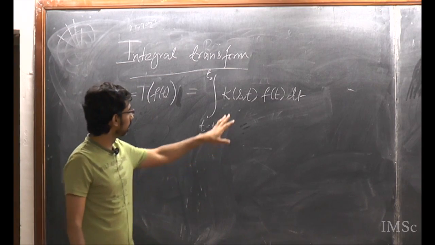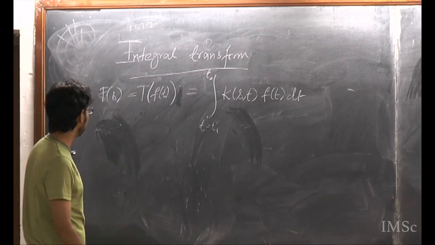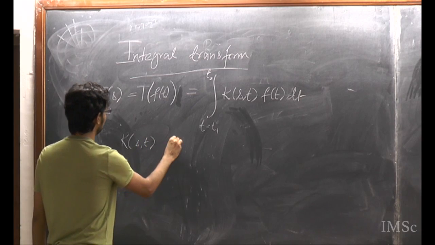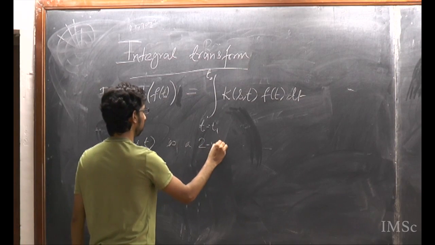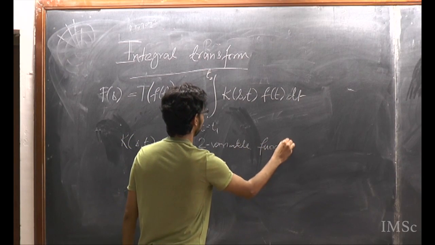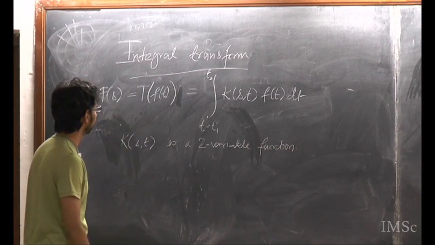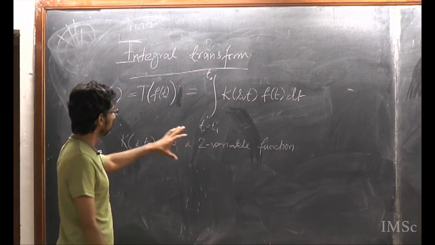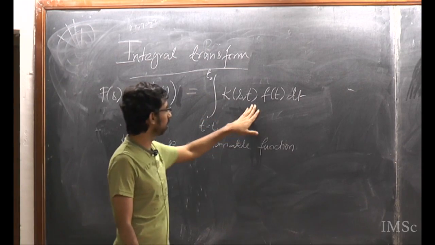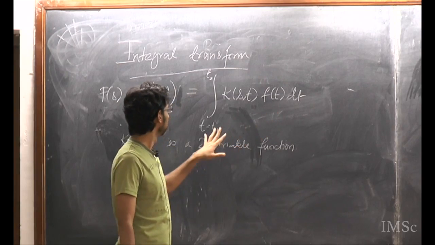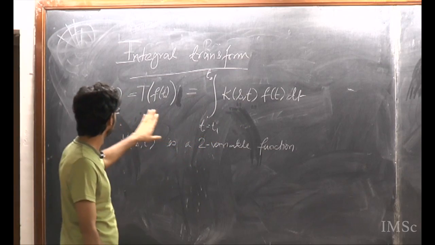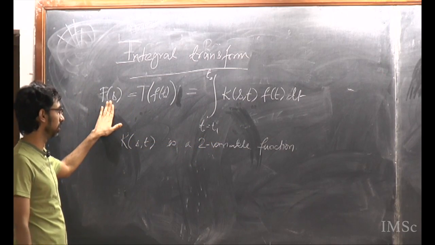So K(s,t) is a two variable function. And by this integral, you get another function which depends on s. Because you're integrating out the t variable from t1 to t2, you're left with only the s variable. So that's why you have only the s on the left hand side.